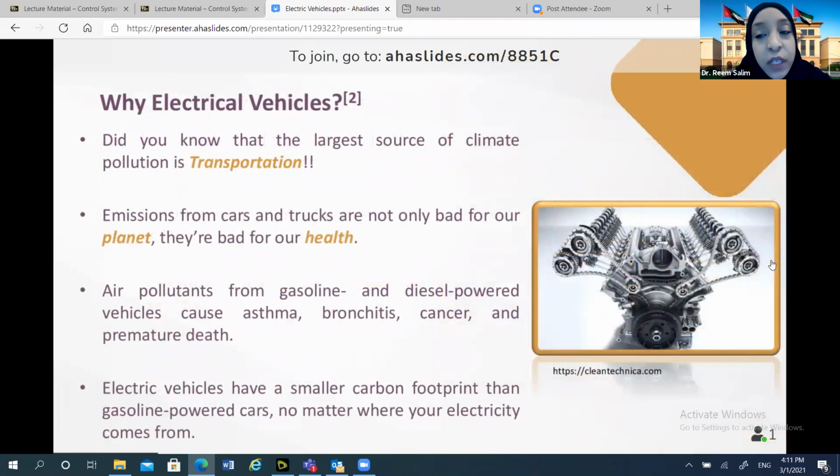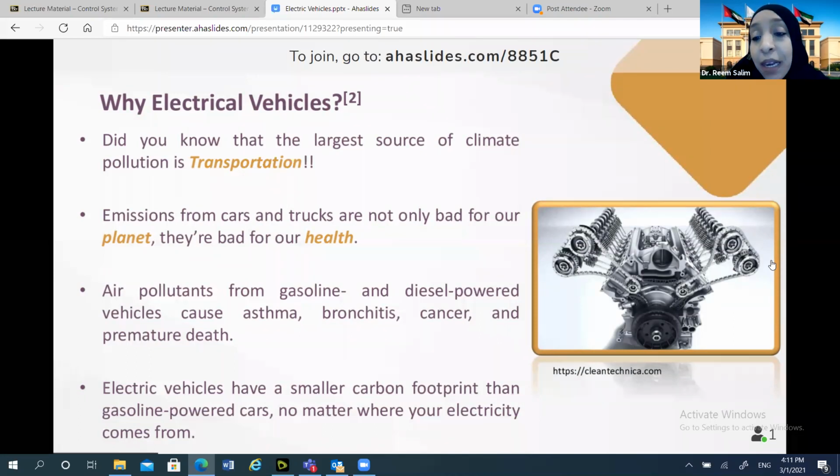So why do we prefer electrical vehicles? Why do we need electrical vehicles? Did you know that the largest source of climate pollution is actually transportation? We have pollution coming from factories, from industries, from our everyday life, from our use of fossil fuels. But the major source of this pollution is actually transportation. So if we can limit the use of fossil fuels in transportation and introduce more electric vehicles, then we can benefit our environment. Our environment is going to be cleaner and healthier, and we're going to have less negative effects even on our health, because it has been proven that the air pollution caused by gasoline and diesel cars causes a lot of medical issues to people, such as asthma and cancer.